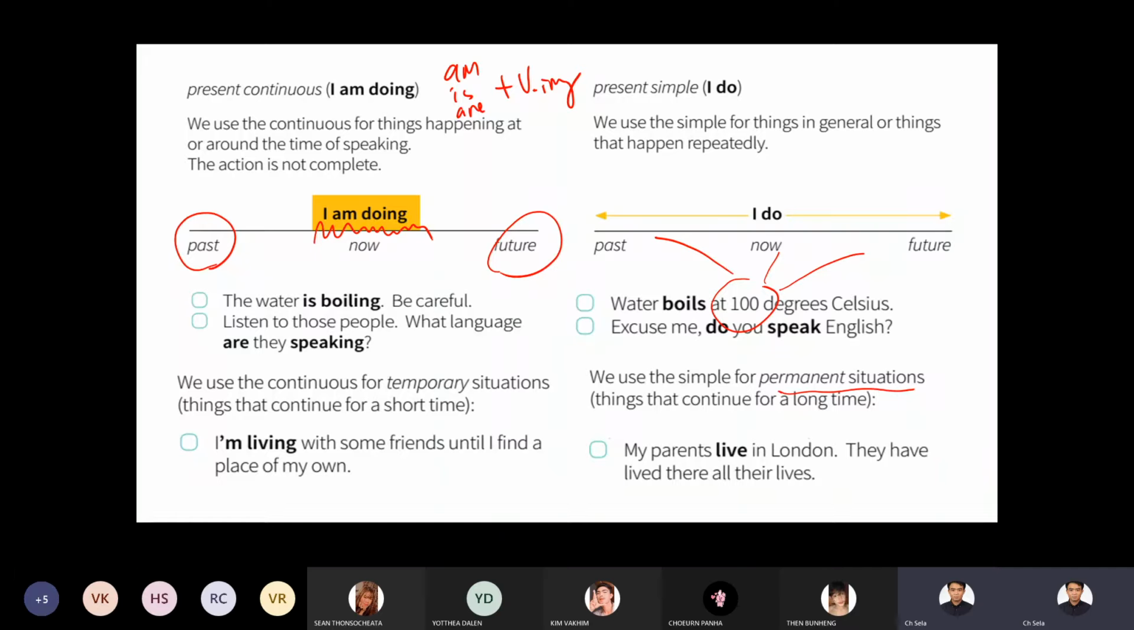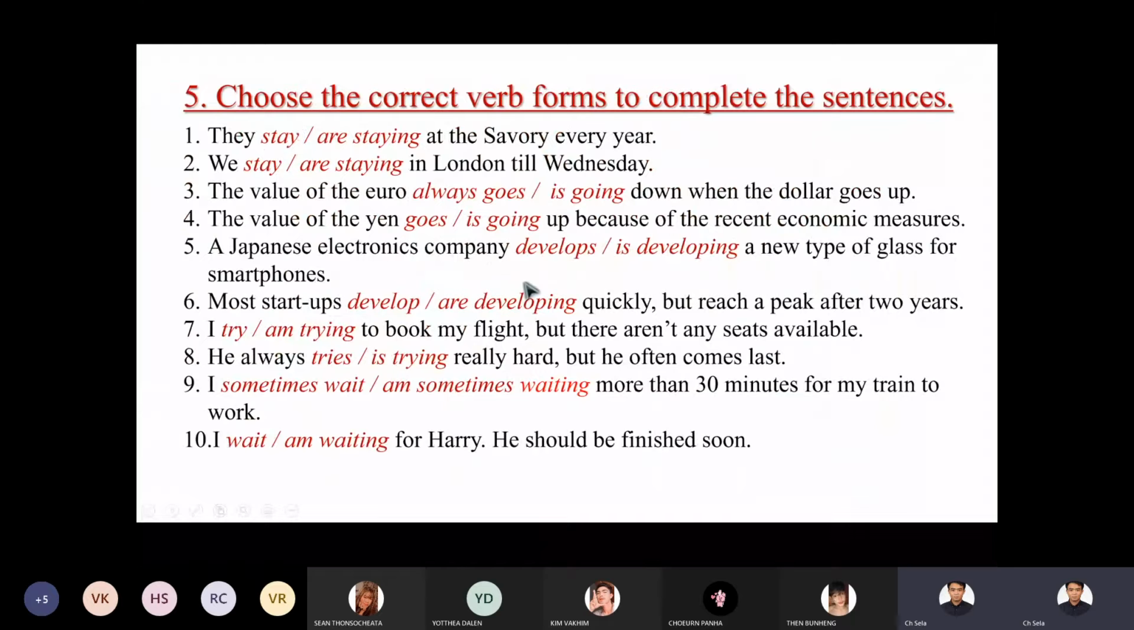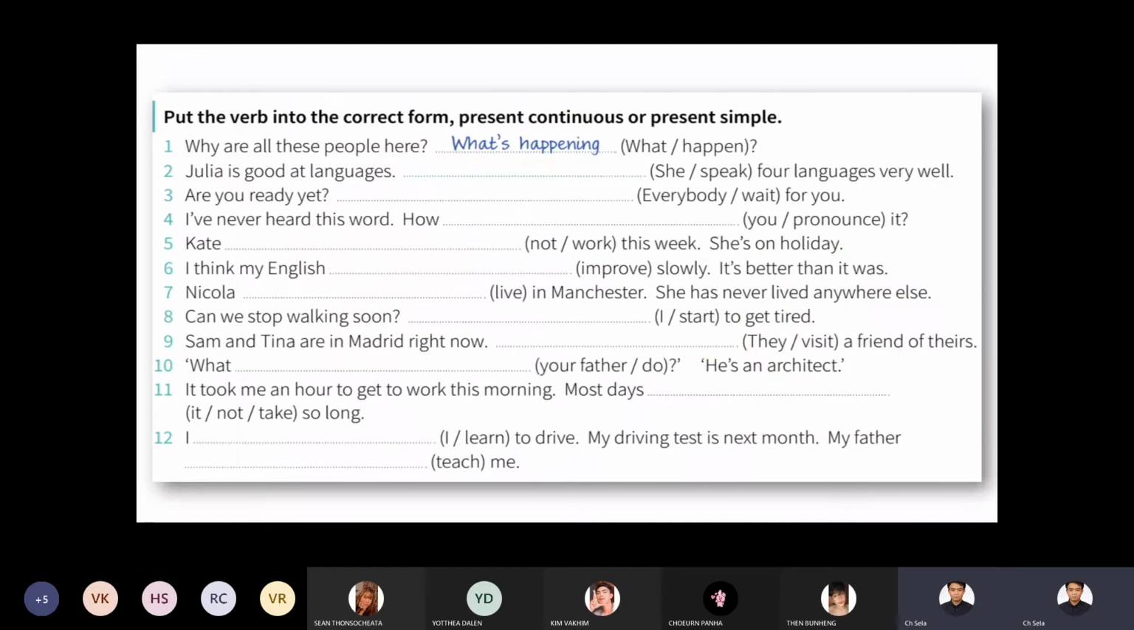Therefore, we use present simple with this one. Okay, so this is a review from last week. Now let's go to our lesson today, our exercise today. Actually, this exercise we also finished from last week. I just want to show those who did not join the class last week, right? So we already finished this, and today we are on this slide.